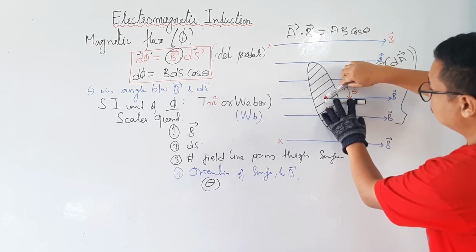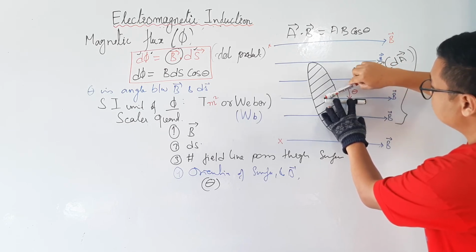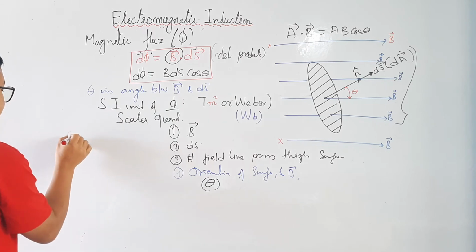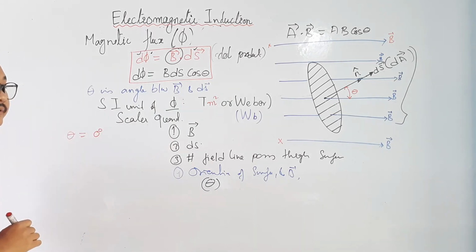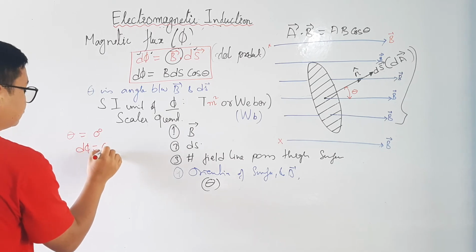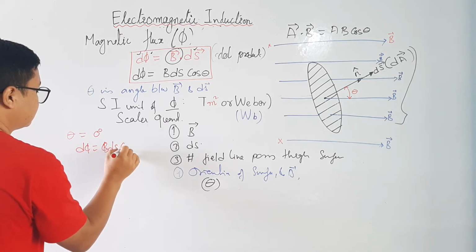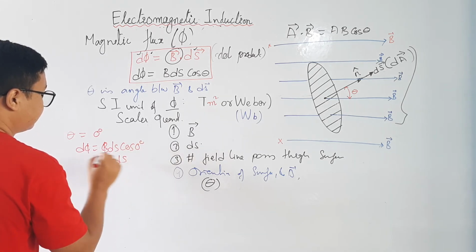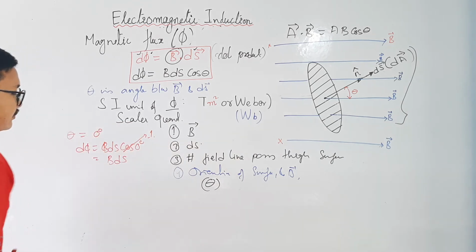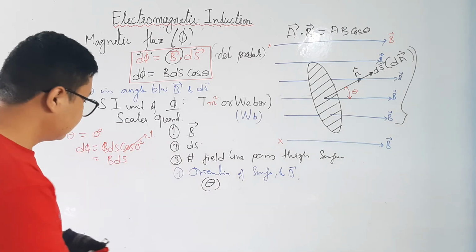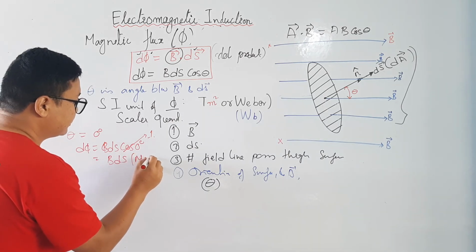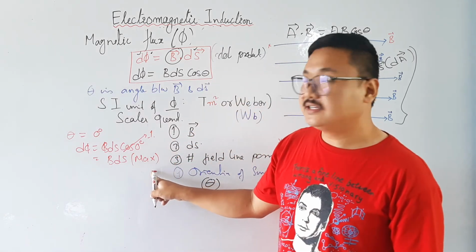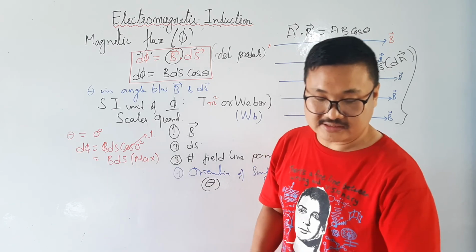Now if I go down, down, down, then what is the angle? It is 0. That is, when the angle theta is equal to 0 degree, what will happen? Then d phi is equal to B ds cos 0 degree, which is equal to B ds, because cos 0 is 1. When cos 0 is 1, then this is maximum. We have known that if cos theta is 1, then this is the maximum value. B ds is the maximum when the angle theta is 0.